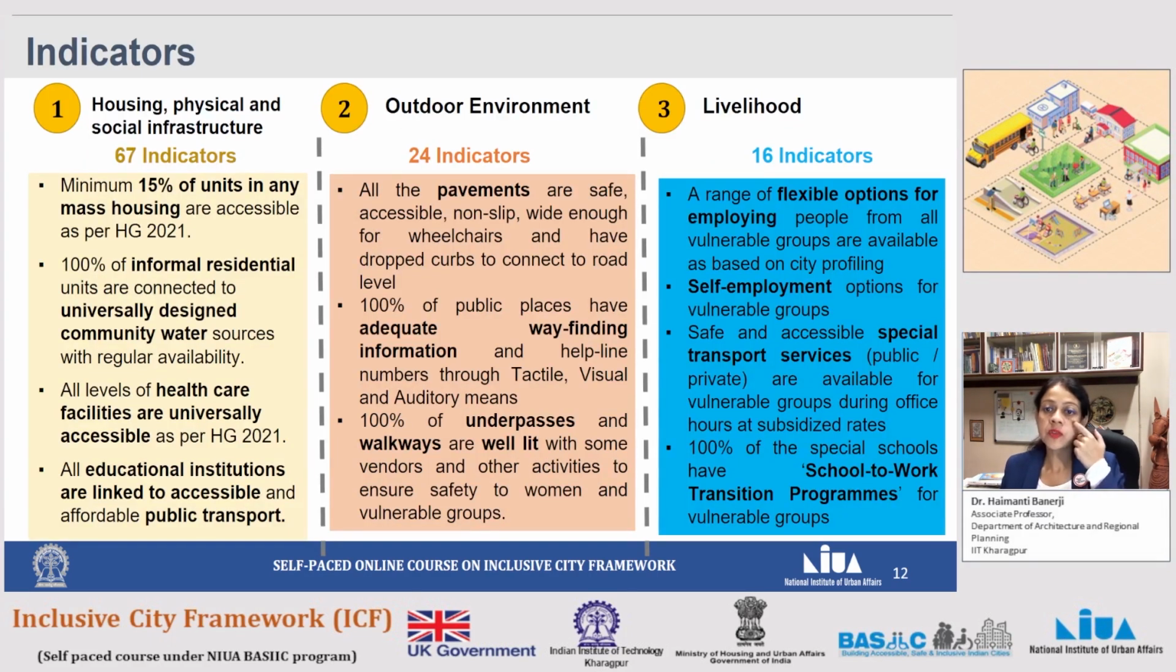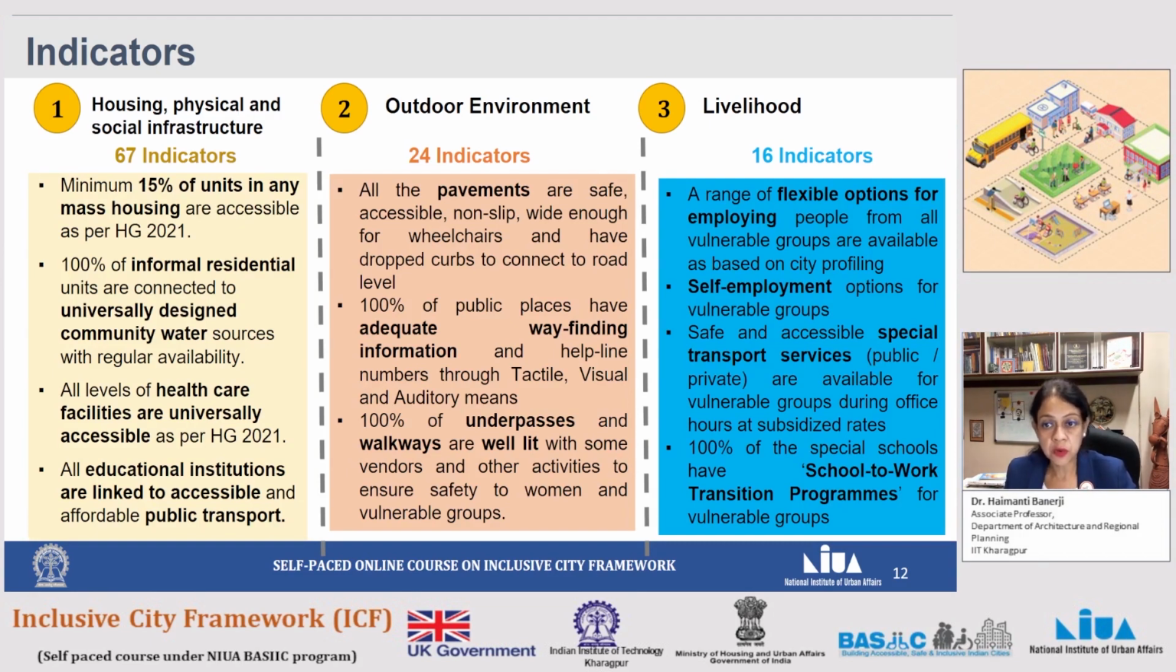Now, to show you glimpses of a few indicators, the first sector on housing, physical and social infrastructure includes aspects like number of accessible units in mass housing, availability of accessible WASH for informal residences, accessible healthcare and education, and also location of these accessible facilities and their city level accessibility. We are stressing upon seamless accessibility in cities to make the entire city accessible. Please remember that.